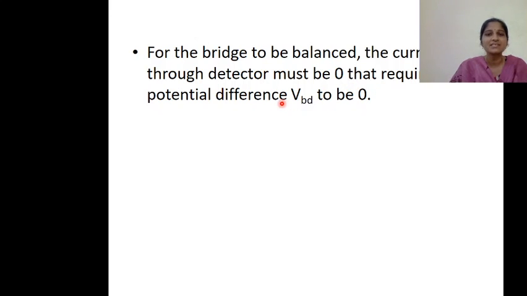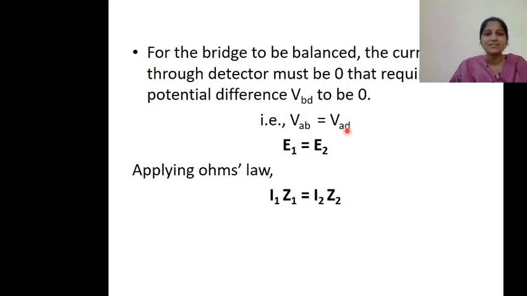That requires the potential difference VBD to be 0. So to make that VBD 0, VAB must be equal to VAD. That means the voltage across Z1 is equal to the voltage across Z2, so E1 is equal to E2. What is voltage? Voltage is nothing but current into resistance. If you apply Ohm's law, E1 means current into resistance, or impedance, we can say.